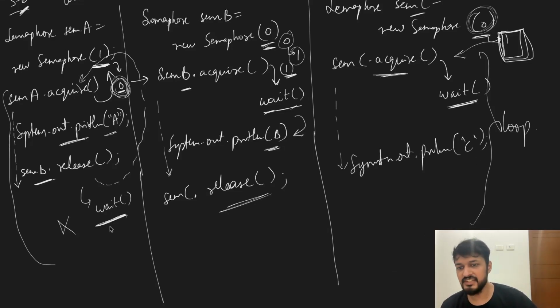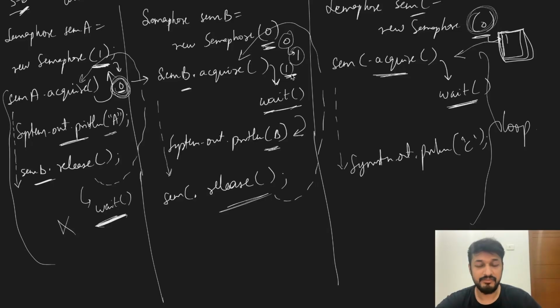Correct. Thread A is already in waiting state. And what about thread B? After this statement, when thread B will go again and try to acquire B.acquire, what was the permit count? After the previous loop, permit count was changed from 1 to 0.